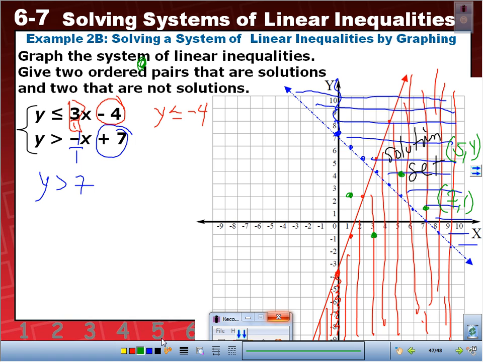Let's see. 3, 4. 3, 4 is right here. Good question. Isn't this point on the dotted line? Is that part of the solution? No. If it's solid, yes. On the solid, yes. But it has to be where both of them meet.